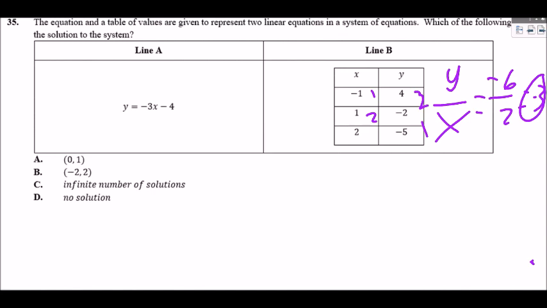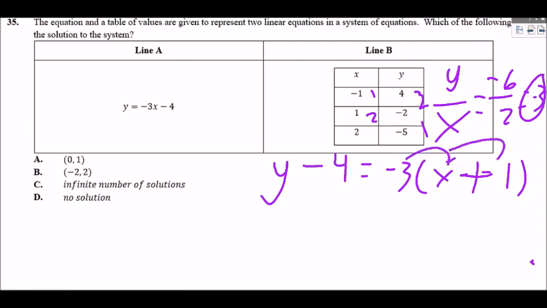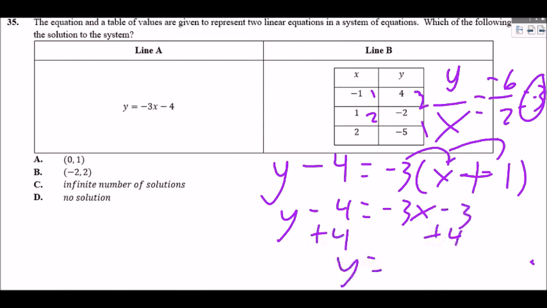But now that I have my slope, I can plug in the first point, my slope, and my first x point. Two negatives make a positive. Distribute. I get y minus 4 is equal to negative 3x minus 3. Add 4 to both sides. I get y is equal to negative 3x plus 1.